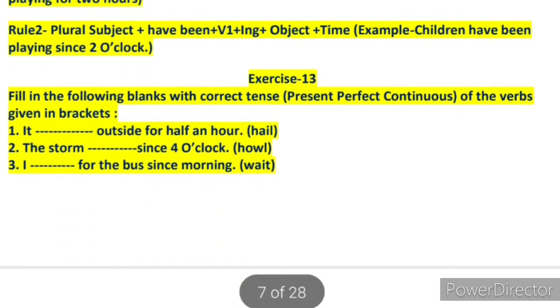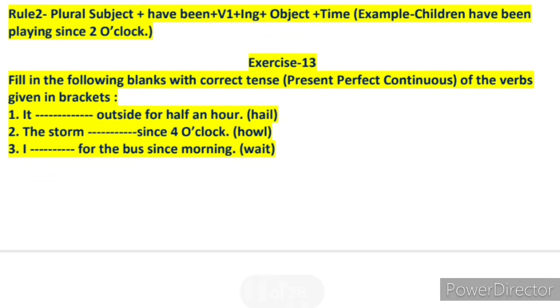So exercise here, we will solve it. First is, it hail outside for half an hour. The answer will be, it has been hailing outside for half an hour. Next, the storm howl. Answer will be, the storm has been howling since 4 o'clock. Next, I wait. Answer will be I have been waiting for the bus since morning.